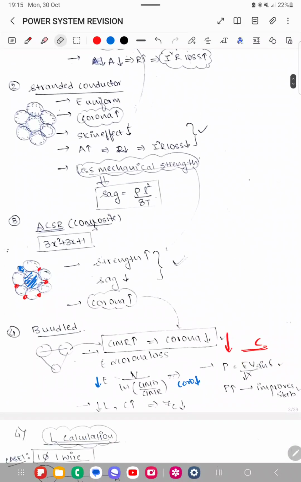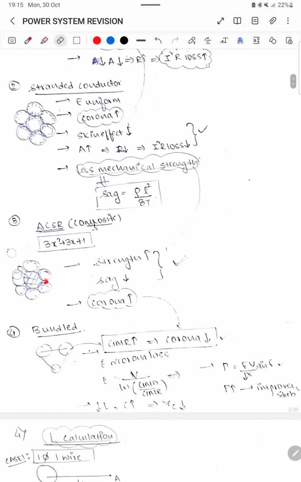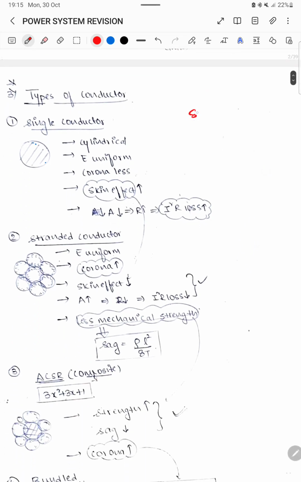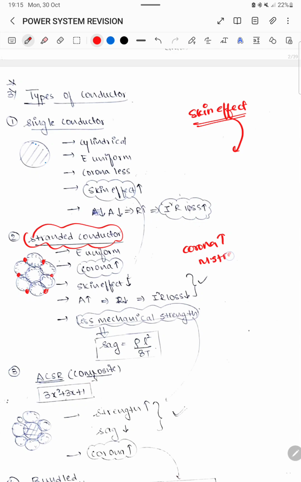From where we have started and where we are ending it. Okay, so we have seen types of conductors: single conductor, then we move to stranded conductor, then ACSR, and then finally all the problems got solved in bundled conductors. In a single conductor, the biggest problem was skin effect. To reduce skin effect, we moved to stranded conductor. In stranded conductor, skin effect got reduced, but because of the corners, corona increased and mechanical strength reduced.